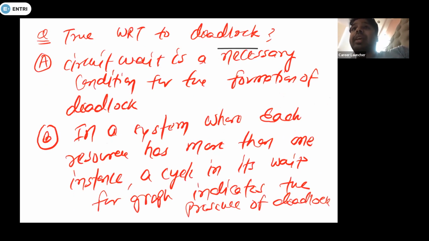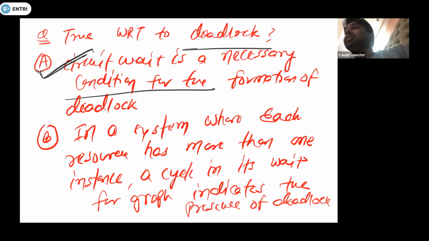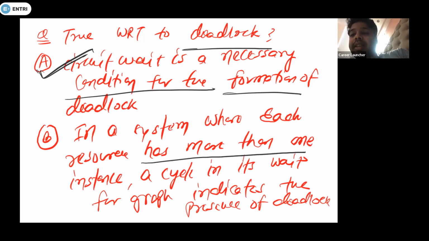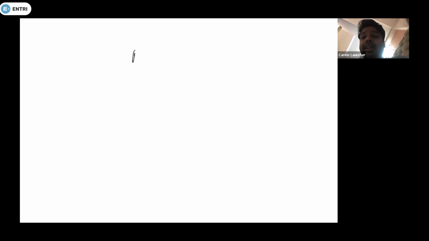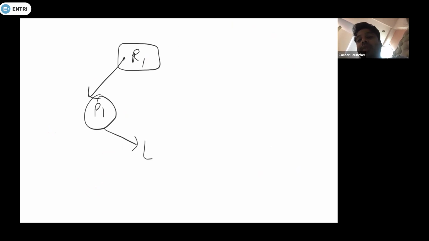So with respect to deadlock here: circular wait is a necessary condition for formation. Yes, there are 4 conditions: mutual exclusion, hold and wait, no preemption, circular wait. B: in a system where each resource has more than one instance, a cycle in the wait-for graph indicates the presence of deadlock, not necessary. If all the resources are of single instance type, meaning only one instance of each resource.